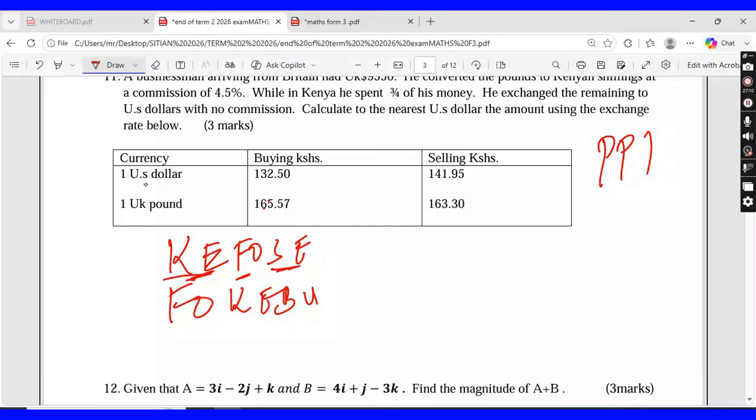Now you have US dollars and you want to convert to Kenya shillings, you use the column where we have the buy. When you have Kenya shillings to foreign, you use sell. Yes, Kenya shillings to foreign. Now, foreign stands for foreign money. You are converting it to Kenya, you must use buy. So you use the column which has buy. Very important.